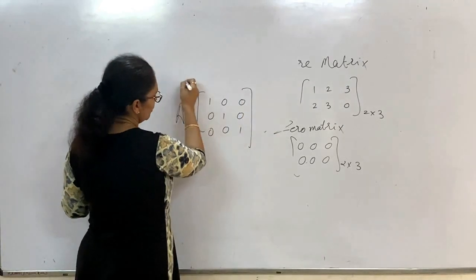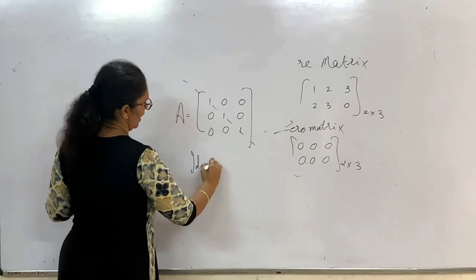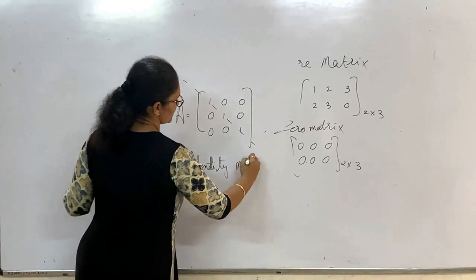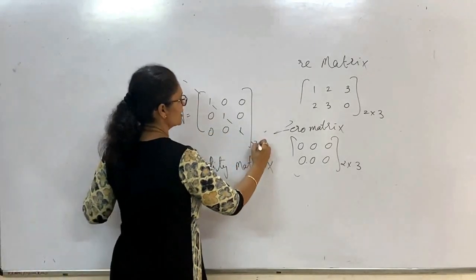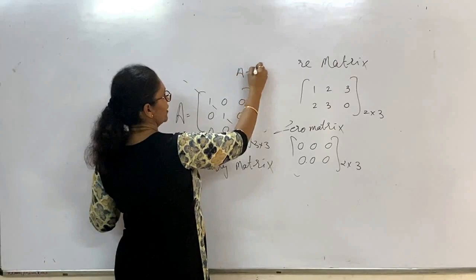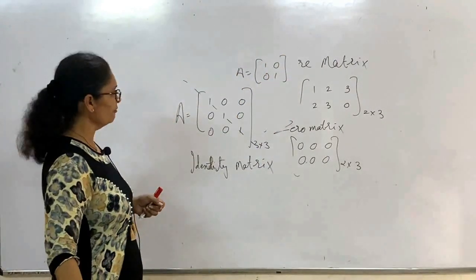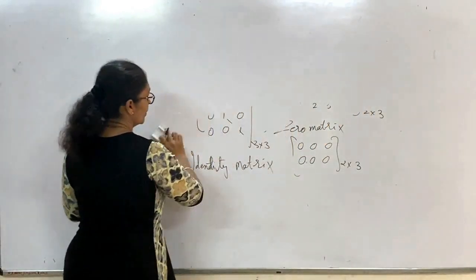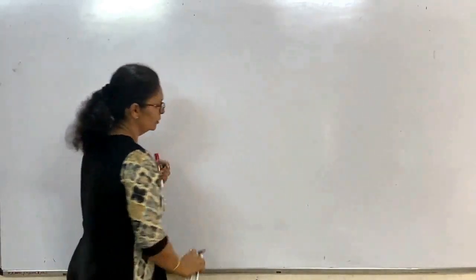If the principal diagonal is 1 1 1, this is called an identity matrix. This is 3 by 3. Similarly, the identity matrix in 2 by 2 is 1 0 0 1, which means the elements of the principal diagonal are 1, 1. Then it is said to be an identity matrix for 2 by 2 or 3 by 3.